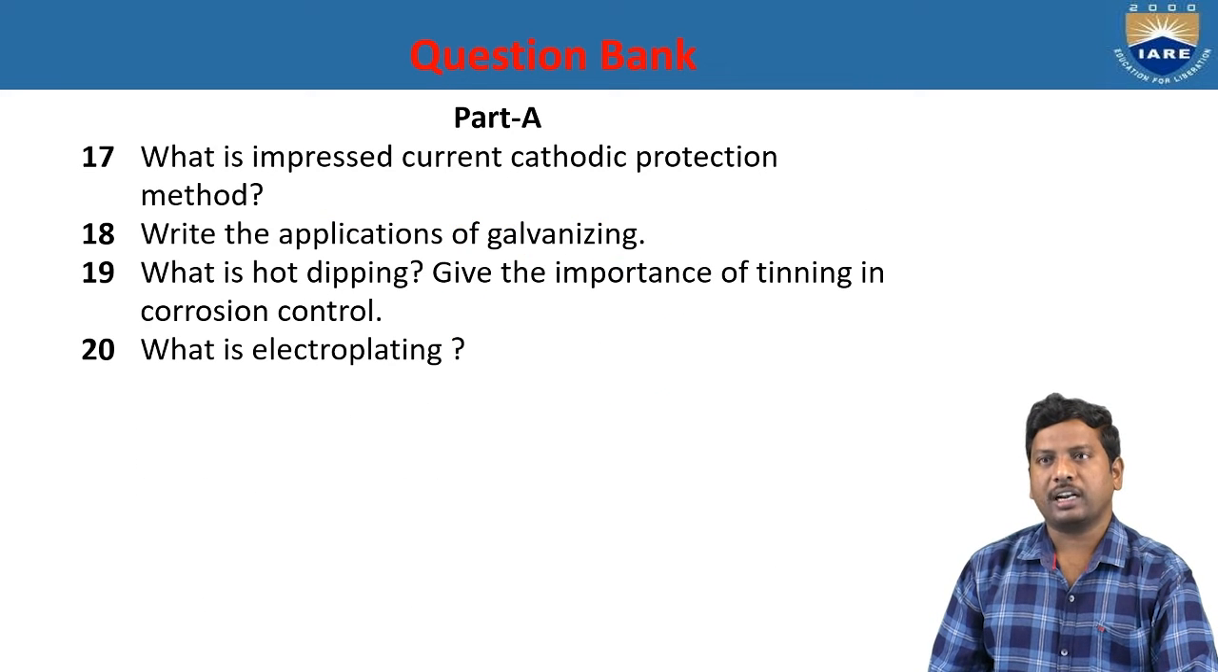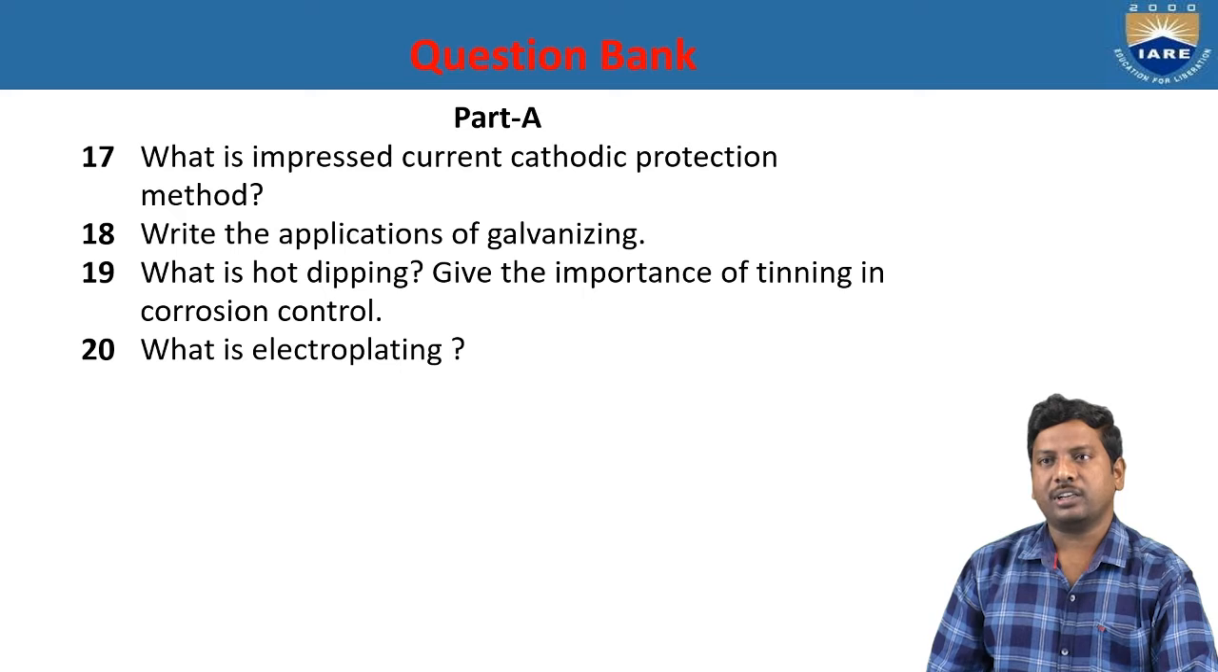What is the impressed current cathodic protection method? By applying a DC source, the anodic material is converted into cathodic material. It is used for large pipelines. And write the applications of galvanizing. Galvanizing is the coating of a base metal with zinc. It is most probably used in roofs and cables. These are the main applications of galvanizing.